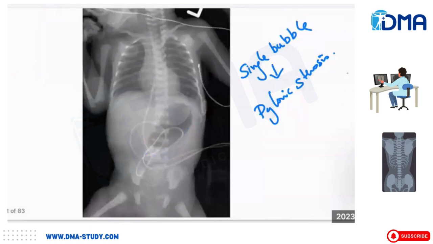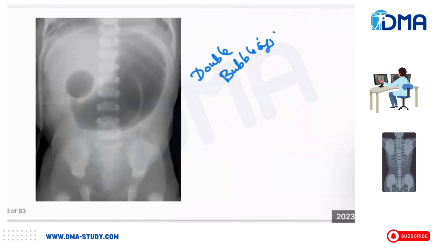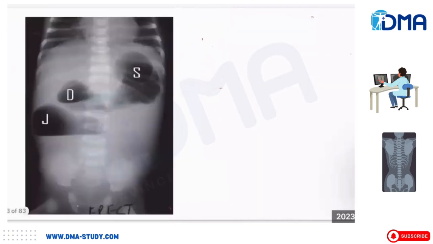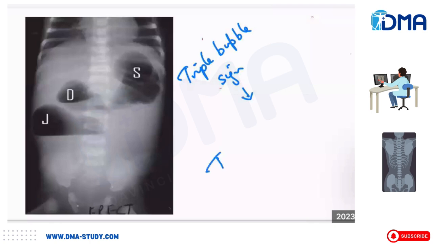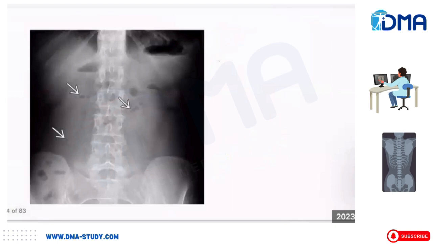These are all named MCQs that you have to do. It is seen in duodenal atresia. Triple bubble sign is seen in ileal or jejunal atresia. Right? Next, what is this?